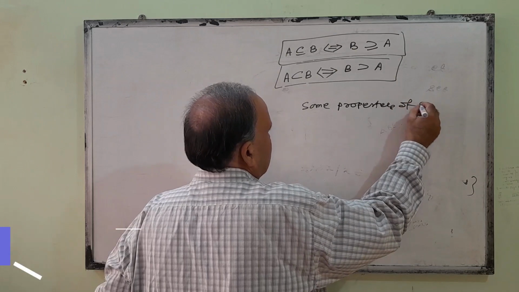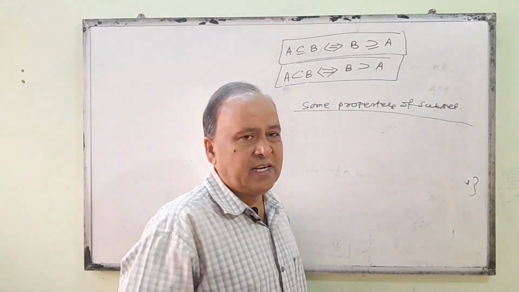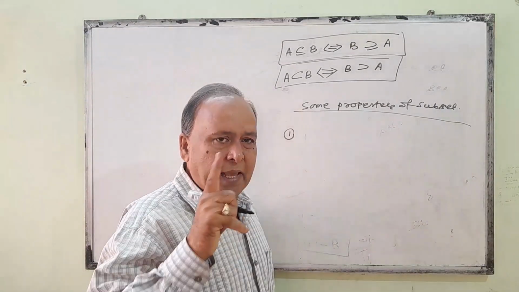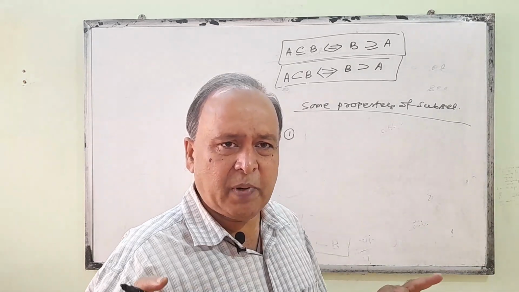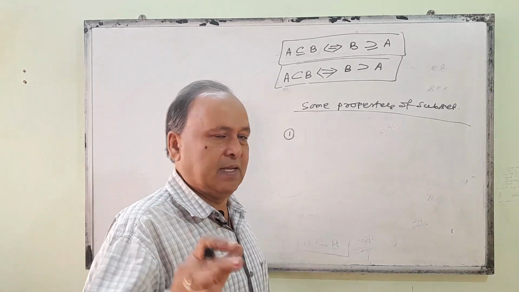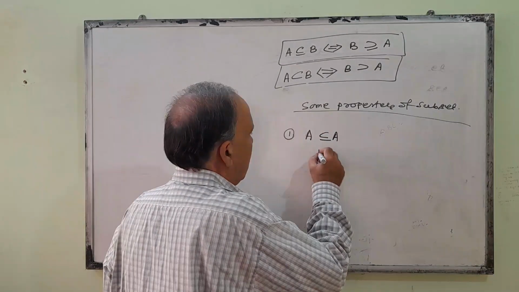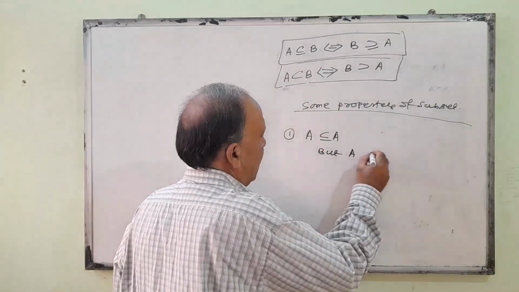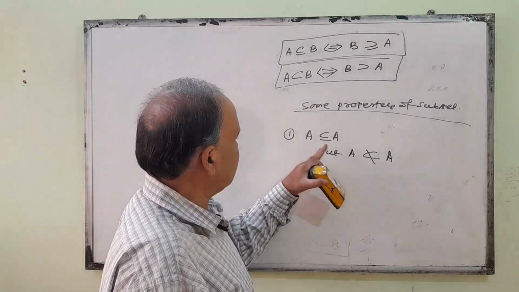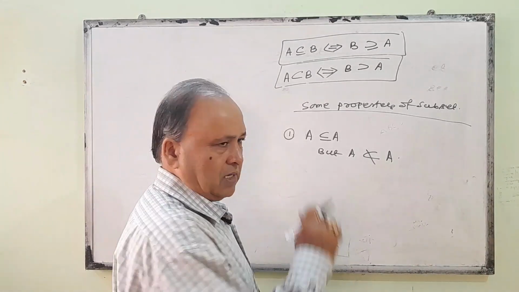Properties of subset. Try to understand what I am teaching, but in the description you will find everything in detail. First property: every set is a subset of itself, but every set cannot be a proper subset of itself. Remember this.